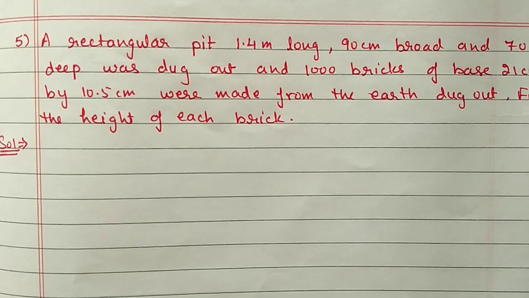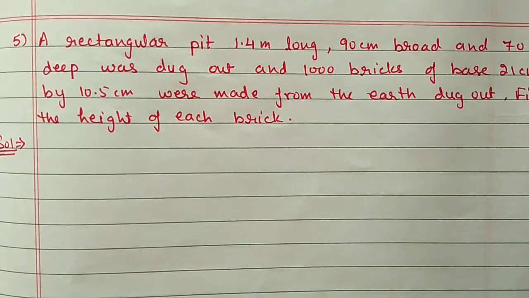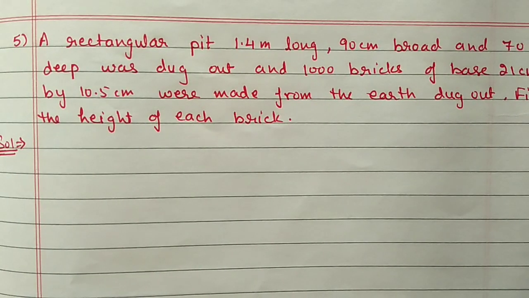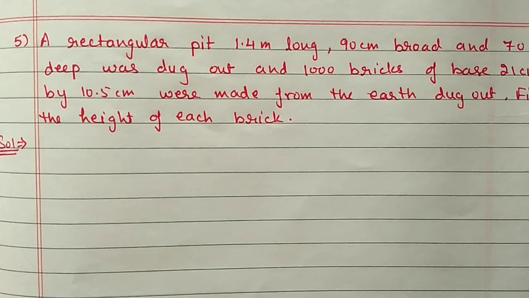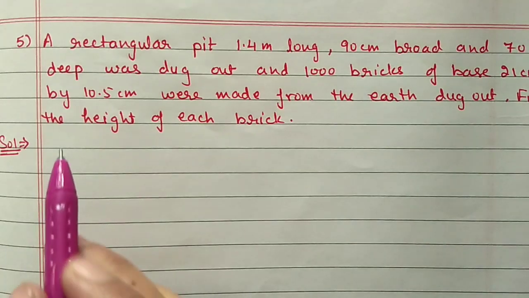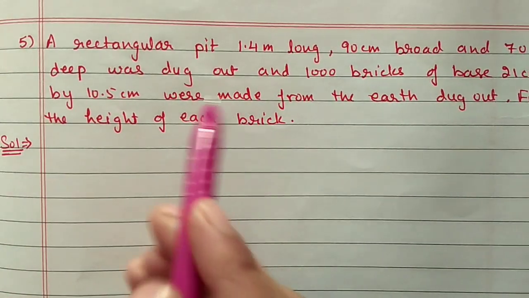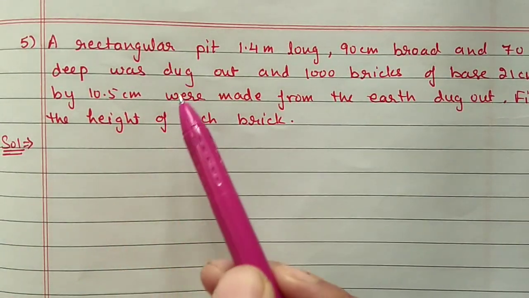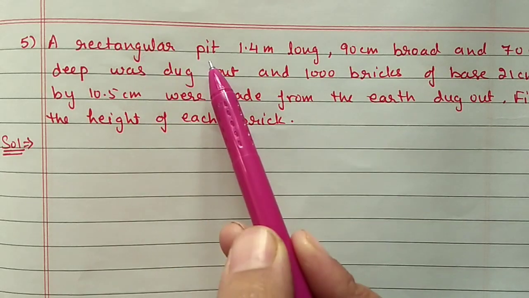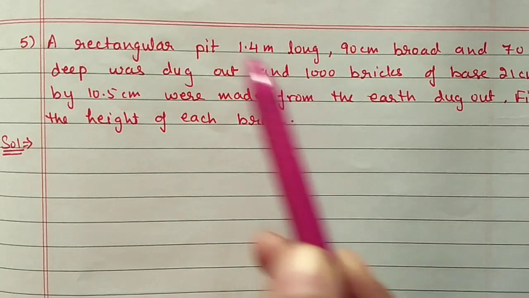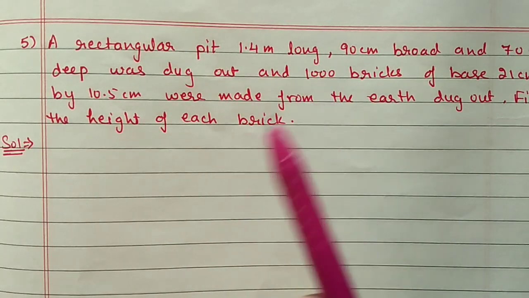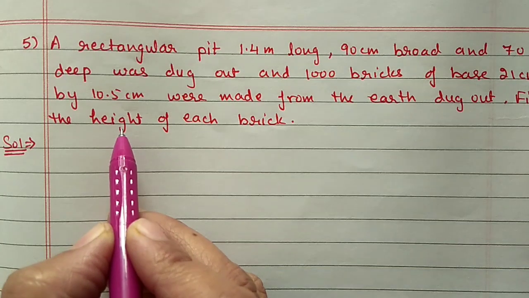Next, question number 5. A rectangular pit 1.4 meter long, 90 centimeter broad and 70 centimeter deep was dug out and 1000 bricks of base 21 centimeter by 10.5 centimeter were made from the earth dug out. Find the height of each brick. So what we are doing here, from the mud whatever we are getting from this pit, we are converting into the bricks. So the volume of total bricks should be equal to the volume of earth dug out, and here we have to find out the height of each brick.